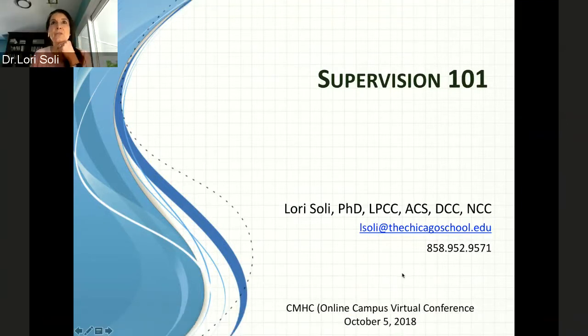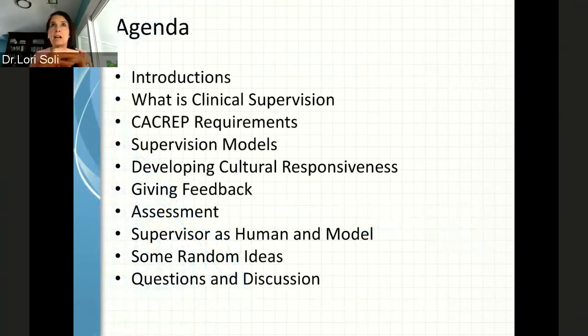All right. Well, welcome to Supervision 101. This is a very aggressive agenda, and we may or may not actually get through all of this. To the best of my knowledge from who was in the participant list, it looks like I have a mix of supervisors and people who would be supervisees. So I'm going to try to tailor the session just a little bit to that.